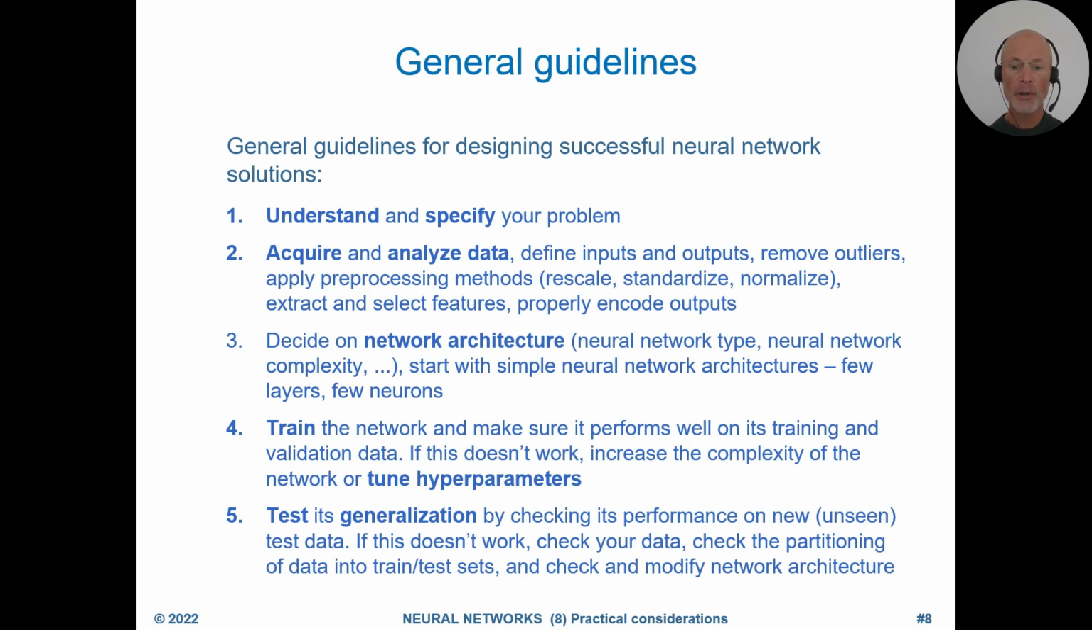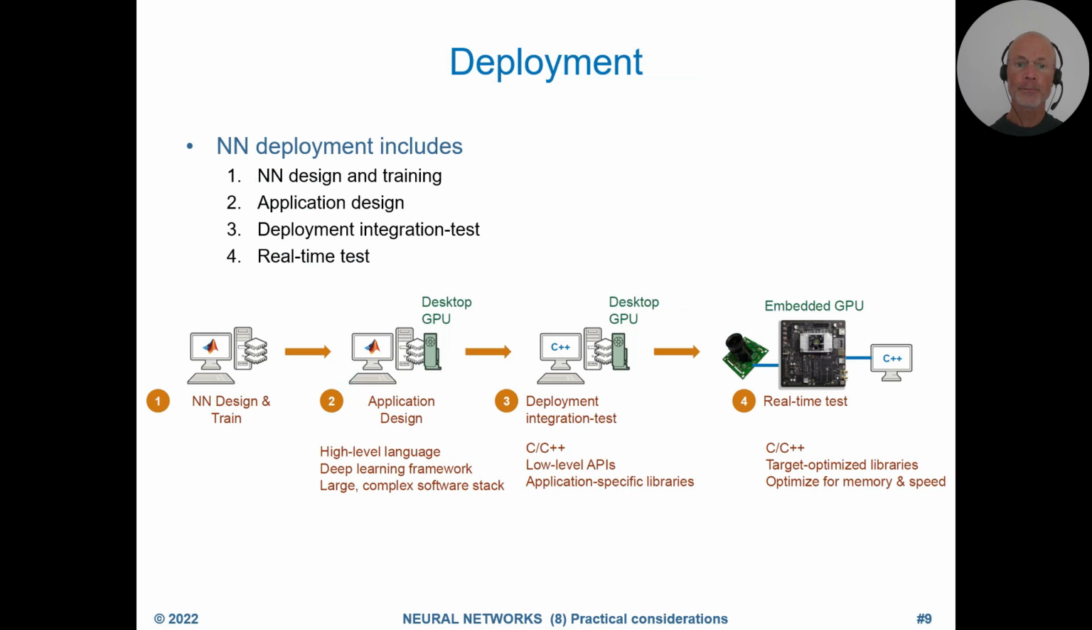Then we train the network, and we have to make sure that it's successful on the training data and also on validation data. And if that doesn't work, we then have to increase the complexity or change the network hyperparameters. Finally, we have to test the generalization ability of the network by checking its performance on some new data. And if that's not successful, we have to go back and check the data, the partitioning of the data, and maybe change the network architecture.